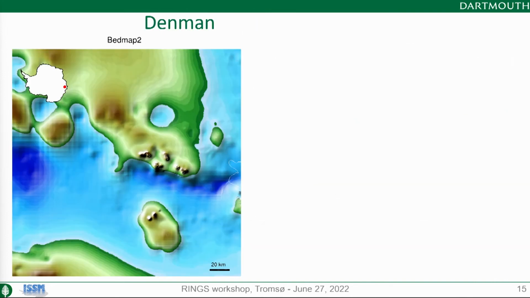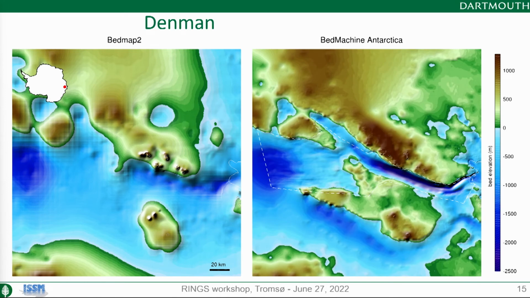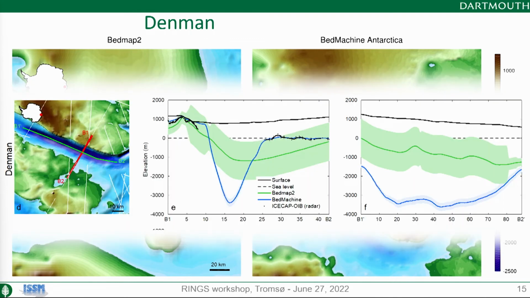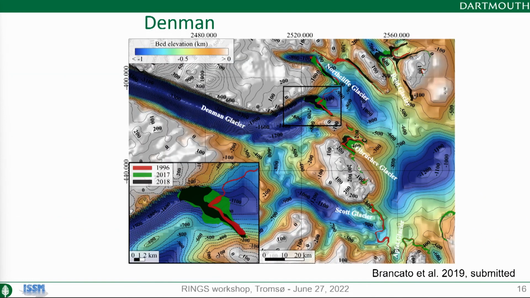Okay, for the sake of time, I'm going to skip that one, but in regions where we don't have anything, it can provide a first estimate, and that was the case for Denman. That's very, very deep. Apparently, it's a big basin, and it's drained over a very narrow area, so it has to be deep in order for the ice to reach the coast.